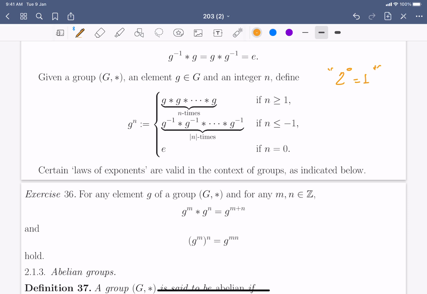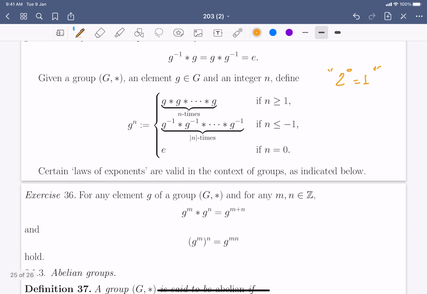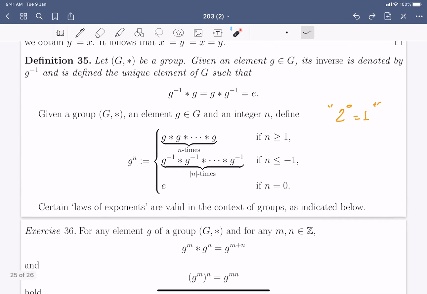Anyway, all this looks good, and there is nothing to worry about, but there is a kind of minor trouble here. What happens when n is -1, when this exponent is -1? Then you are defining g raised to -1.